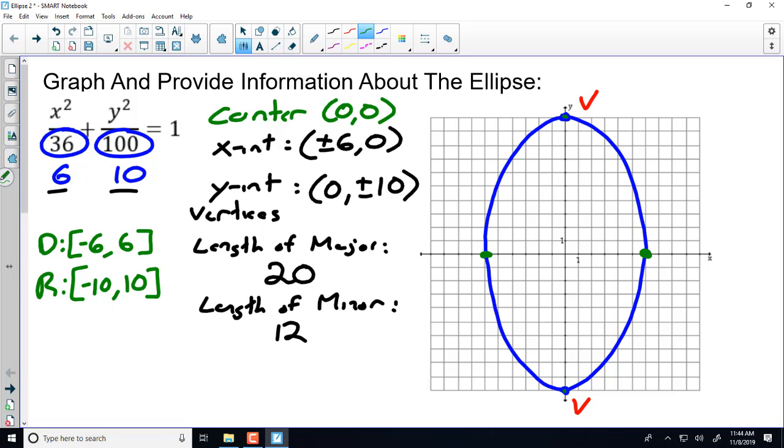Well, where are the foci, or the foci, of this ellipse? Well, they're always inside the ellipse, and they're always in the same direction as the vertices on the major axis. To find them, what you need to do is take the numbers under x squared and y squared, and do the bigger minus the smaller, then take the square root.